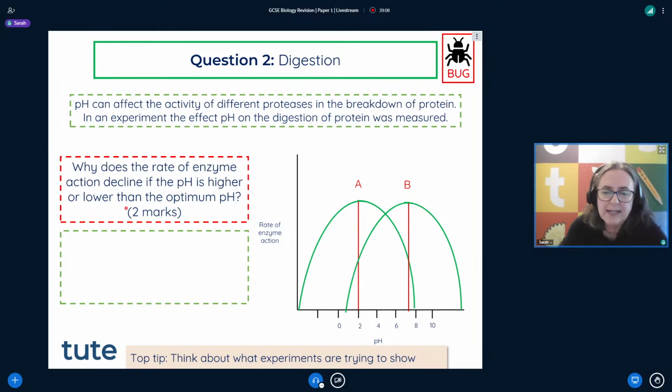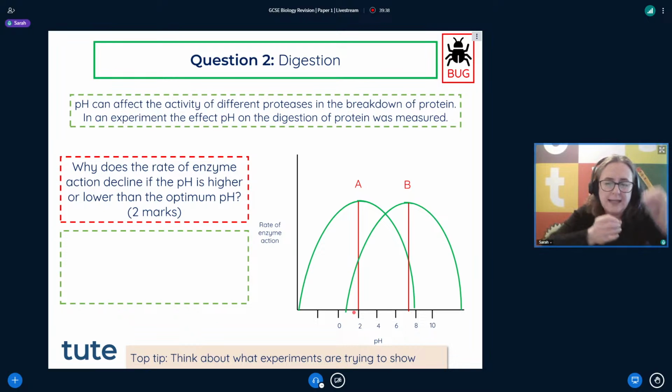Okay. All right, the next question says, why does the rate of enzyme action decline if the pH is higher or lower than the optimum pH? Okay, so basically, you can see here that as soon as the pH gets less or more for both enzymes, the rate of enzyme action drops off considerably. And that's because enzymes are very sensitive to changes in pH.